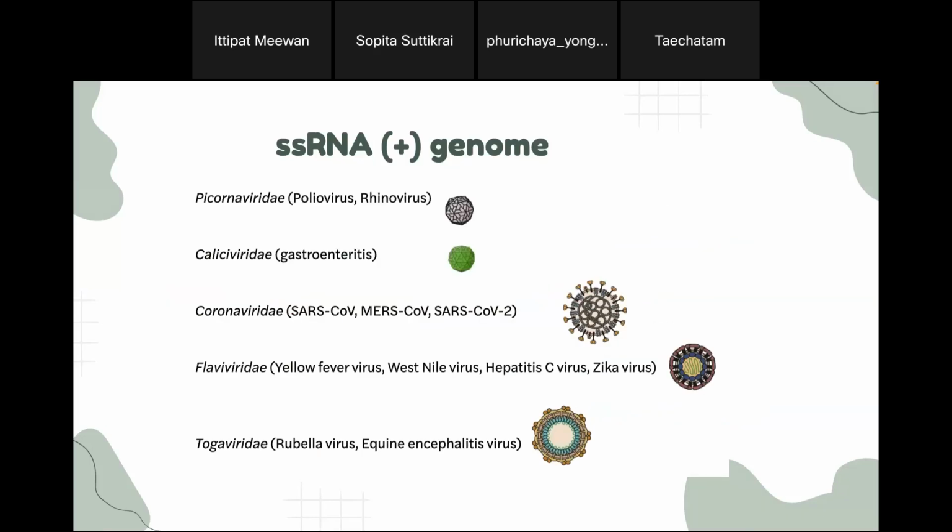So we have the example of the single-stranded RNA. So we have the Picornaviridae, which cause polio, right? And another type is the rhinovirus. And then next is the Caliciviridae, which can cause diarrhea when we get infected.